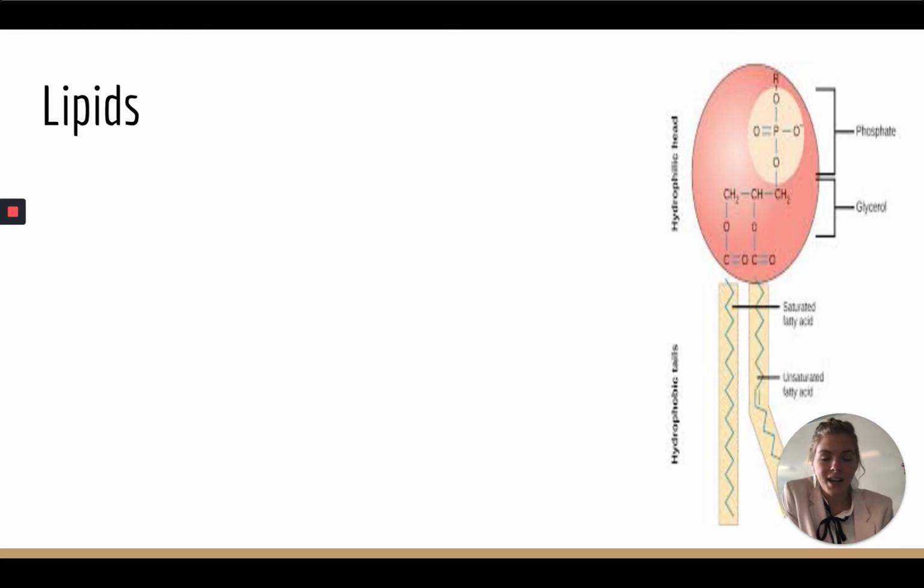Lipids. Lipids are our next macromolecule we're going to talk about. Just to backtrack a little bit, I told you what a monomer and a polymer were. Each of the macromolecules we talk about is going to have an associated monomer and polymer that you will need to know. Basically, a monomer and a polymer are just what makes up that macromolecule, if that makes sense.